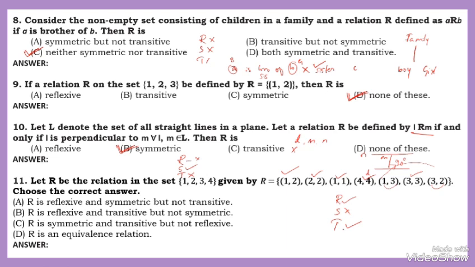Here, reflexive and transitive hold. Checking the options now: R is reflexive, yes, correct, and symmetric, no. The symmetric property does not hold. R is reflexive and transitive, yes, but not symmetric. Option B is correct.